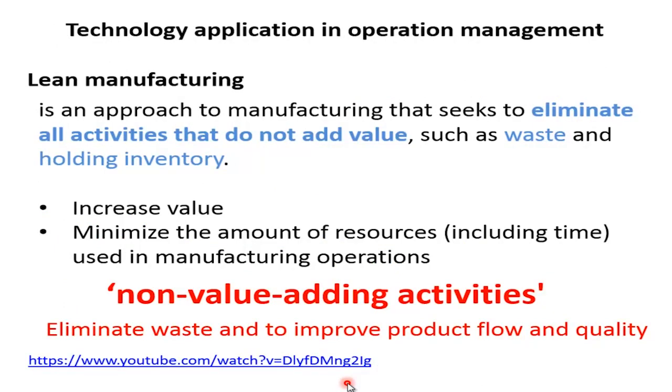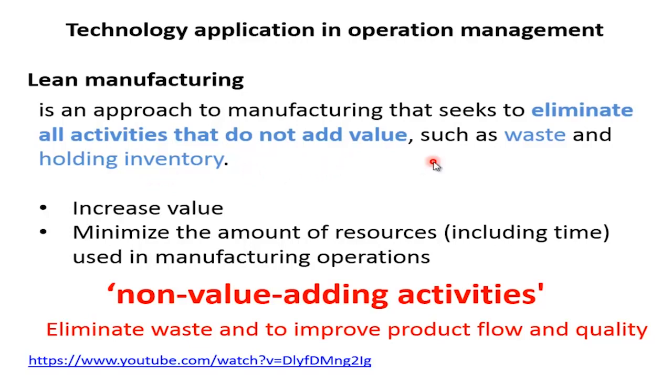Technology application in operation management. Lean manufacturing. So lean manufacturing is an approach to manufacturing that seeks to eliminate all activities that do not add value. In the lean manufacturing process, what does it eliminate? It eliminates all the activities that do not add value.